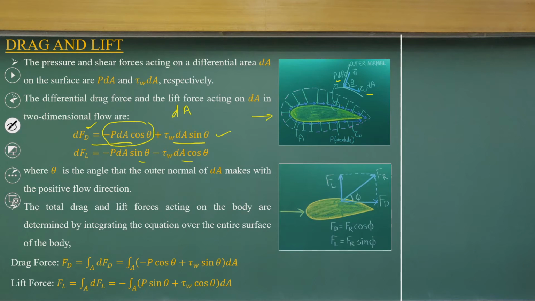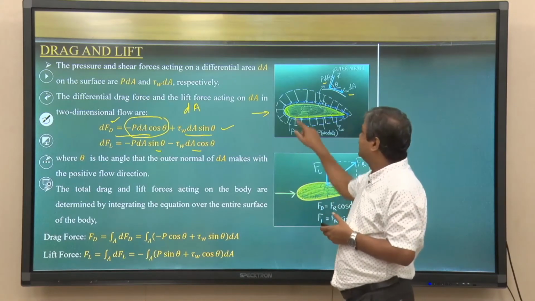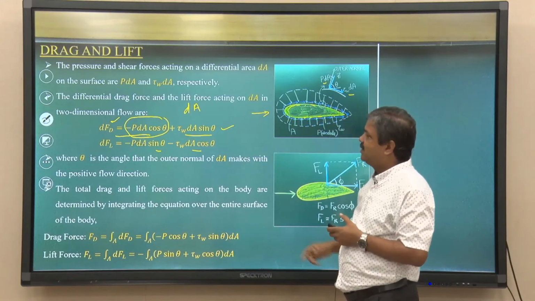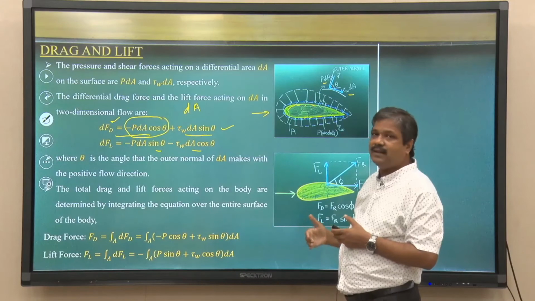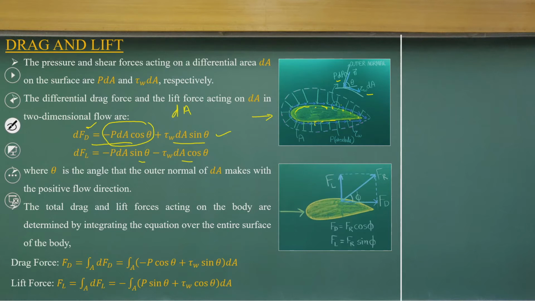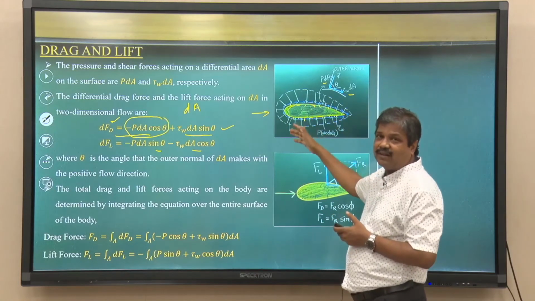If I know from any experimental studies, if I can measure the pressure as well as the shear stress, I can also compute the drag force of each small element of the surface. For each element of the surface I can estimate it, it is not a big issue. If I conduct this experiment in a wind tunnel, or in numerical experiments like computational fluid dynamics, I can get the pressure field, I can get the velocity field.